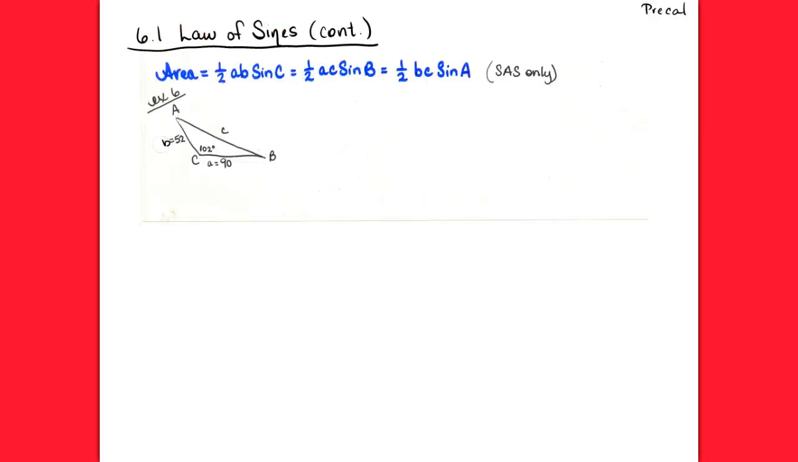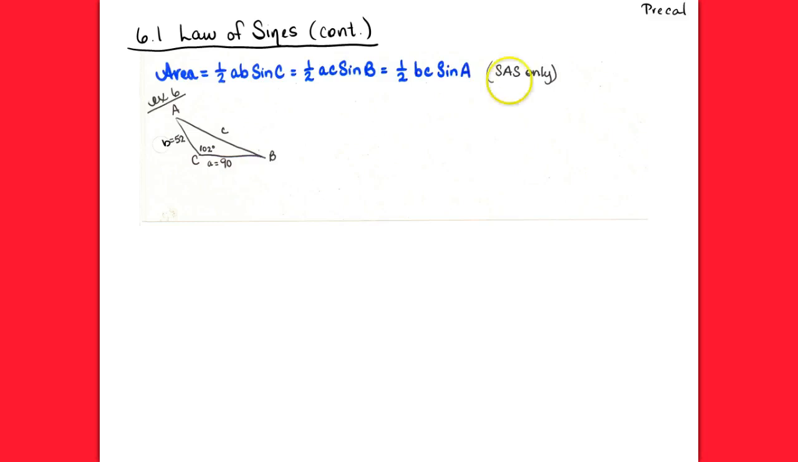All right, last thing that we want to look at for this section is on page 432. On 432, they call this area of an oblique triangle. I'm not really crazy about that title because this area formula doesn't work on every oblique triangle. It only works on a side angle side triangle. So we've been working with 3 different types of oblique triangles today that were not side angle side, and so this formula wouldn't do us any good.